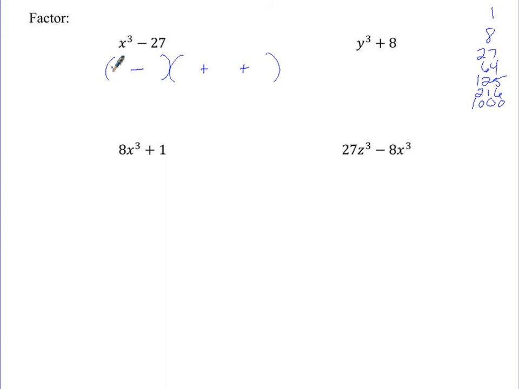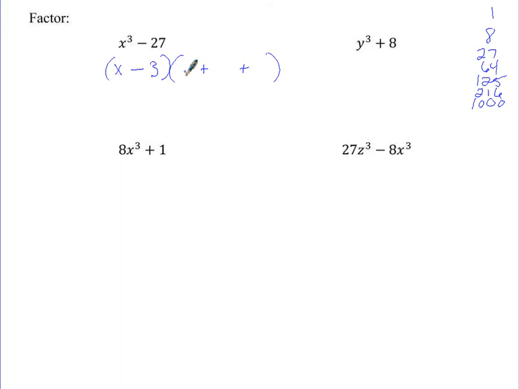The number that times itself gives me this one goes here. So what times itself 3 times gives me x to the third? x. What times itself 3 times gives me 27? 3. The hardest part of what we're doing on these problems is now done.